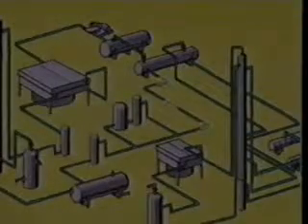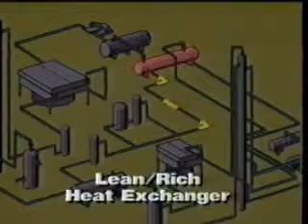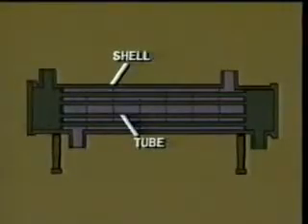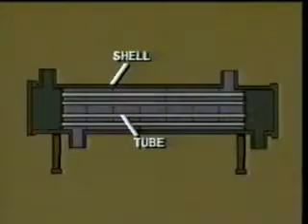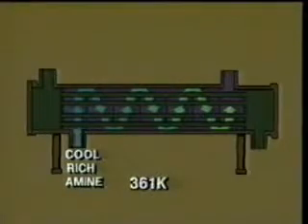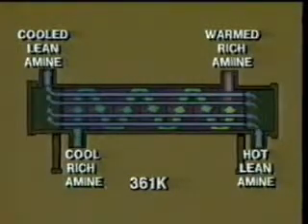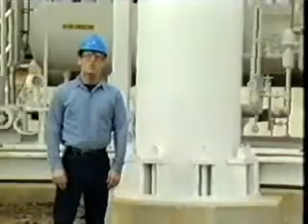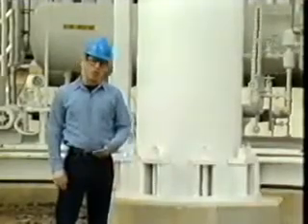After filtering, the next step in the process is the lean-rich heat exchanger. Now, this heat exchanger is usually a shell and tube type, and due to the corrosiveness of H2S and CO2, the tubes are usually made of stainless steel. The rich amine stream is heated to approximately 190 degrees Fahrenheit by the lean amine before flowing to the stripper column. The stripper column is sometimes called a regenerator because within this vessel, acid gases are removed from the rich amine, resulting in, or regenerating, lean amine.